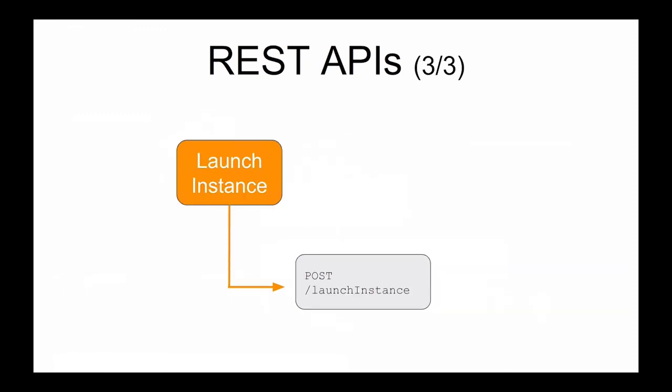And when we're ready to launch the instance, we just make a post to the launch instance API with all of the required details, such as the security group, the AMI, any EBS volumes and tags. And this will go ahead and create the security group, create all of the required structures, and then launch the instance.